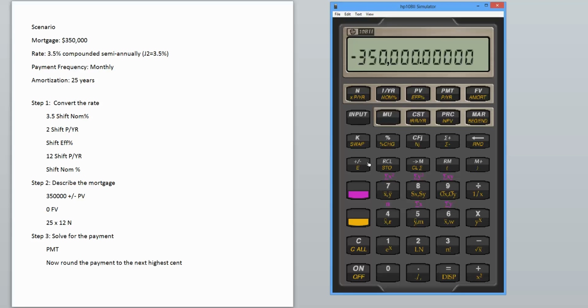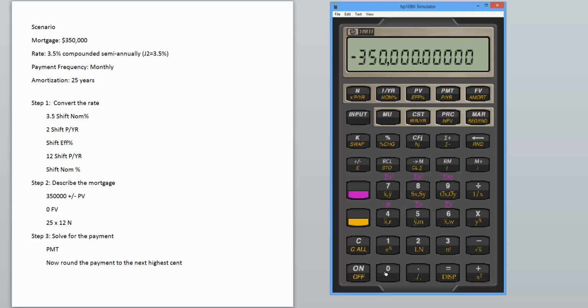The reason we're using the plus minus is because the calculator looks at this as a cash flow. Money goes out, money comes in. If we look at this from the perspective of a lender, then this would be $350,000 out of our bank account, so we make that a negative. Conversely, when we solve for the payment, that will be a positive amount because that is money repaying the loan that we've made coming into our bank account.